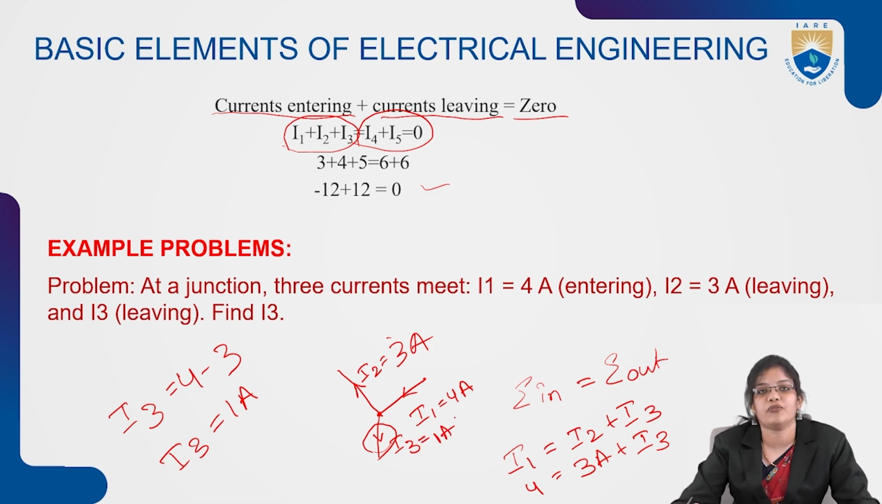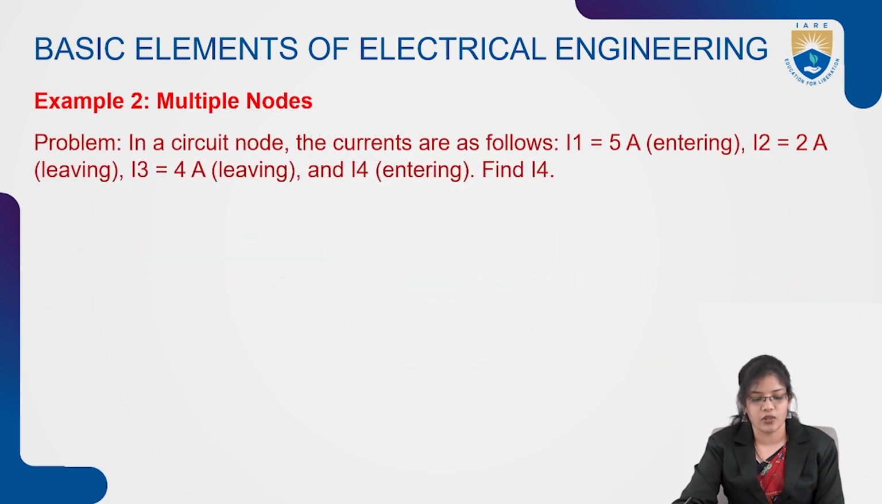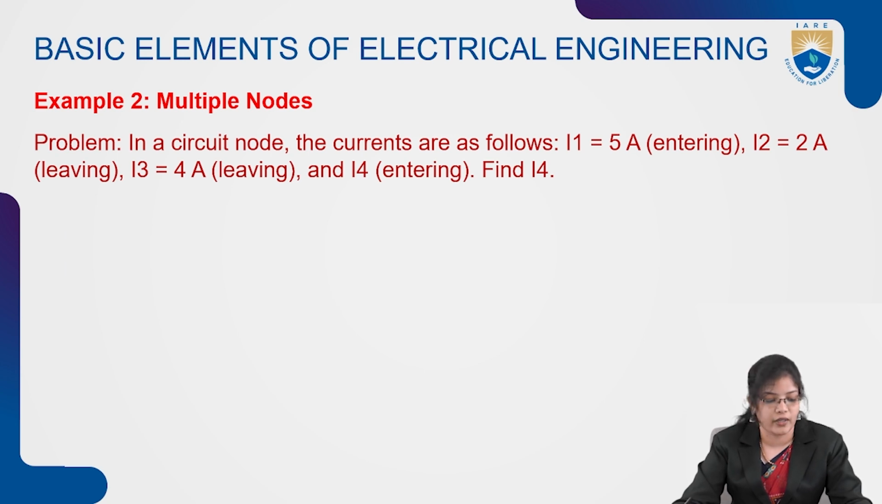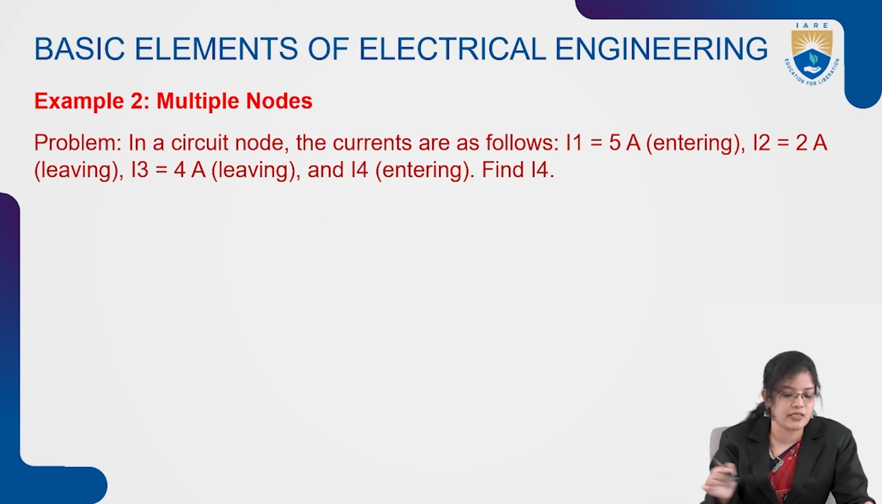In this way, we have to calculate the incoming and outgoing currents. First, we have to know which are the currents coming into the junction and which are the currents leaving out of the junction. For example, we'll solve the other problem. To know more about Kirchhoff current law, we'll solve another problem which is taken as in a circuit node.